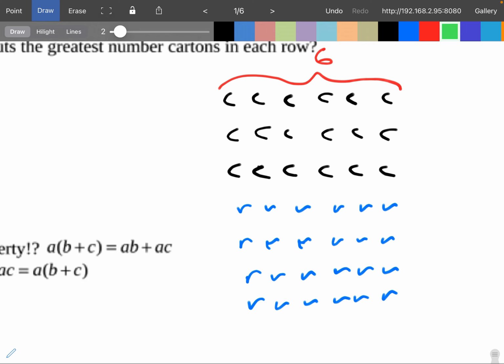And then, how many rows is there altogether? So how many rows are here? 7. Yeah, 7. So that's the answer to the question, how many rows would there be? So there's 7 rows of 6 cartons.